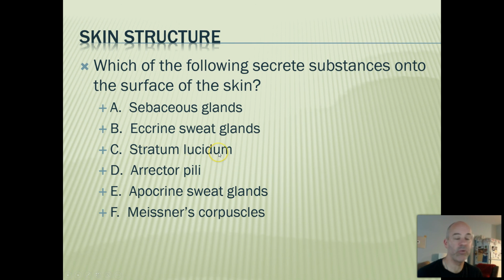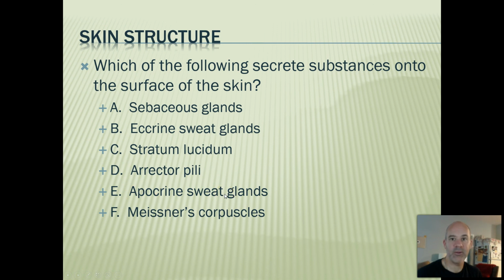Does the stratum lucidum secrete anything? No, the stratum lucidum, remember, occurs in thick skin, and that's a little thin layer of cells that have actually died during their journey on the way upward through the epidermis, and they're not really secreting or producing anything at that point. Arrector pili, those are the little smooth muscles in the dermis that pull on the hair follicles and give you chill bumps. They're not secreting anything.